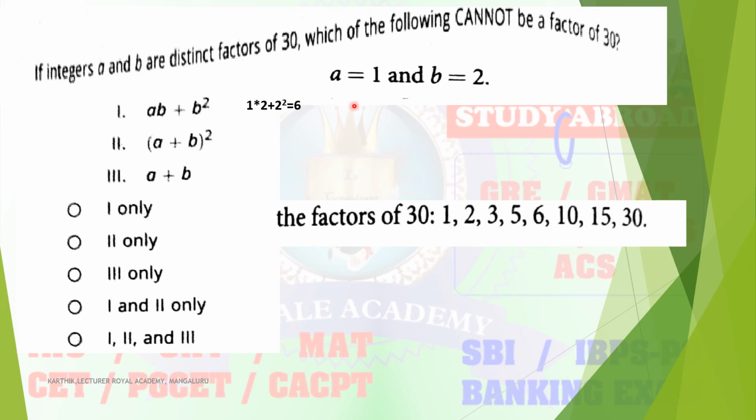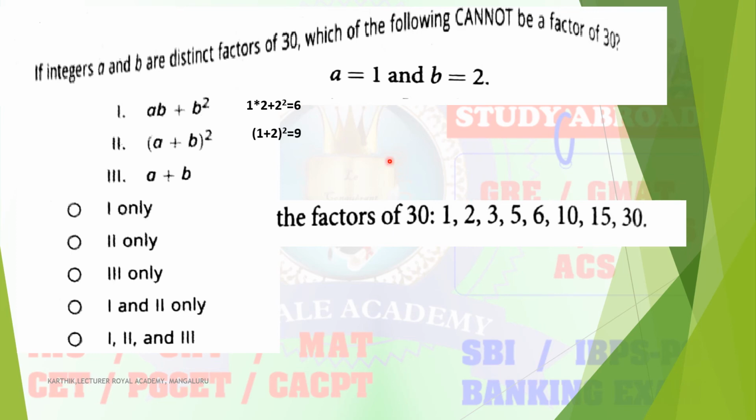What happens? 1 into 2 plus 2 square is equal to 6. So just check whether 6 is a factor of 30. Yes, it is a factor of 30. But what is being asked? Which of the following cannot be a factor of 30? So 6 is a factor of 30, so this is not the correct answer. The first is not the correct answer.